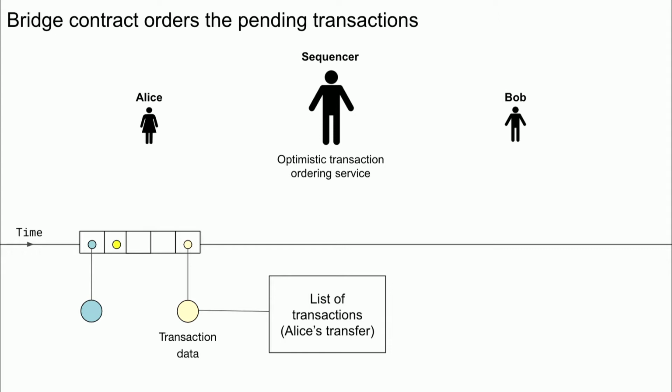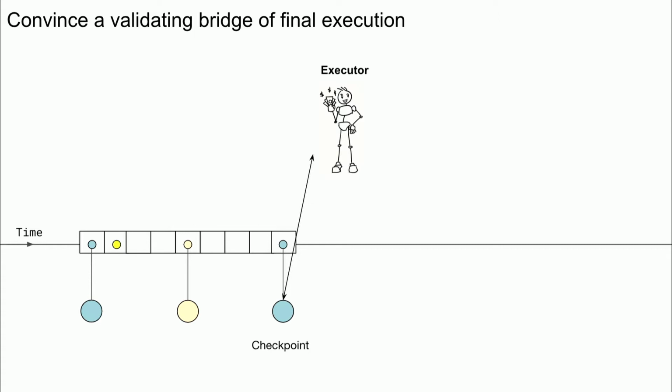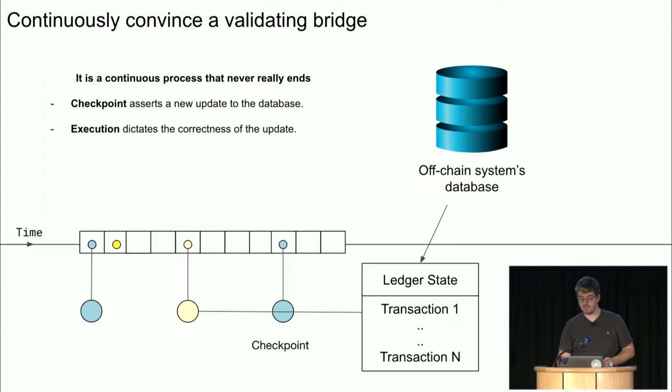And the bridge will have this list of transactions, and it will decide this is the order they should be executed. Then later on, they're ordered, but they're not yet executed. An executor comes along, he'll pick up the transactions from the bridge, execute them, and then propose an update to the bridge to say, bridge, given those transactions, this is what the database should look like. And obviously, the convincing evidence is sent as well. And this just happens continuously. We order transactions, we execute transactions, we order transactions, and the bridge is always checking that it's valid.